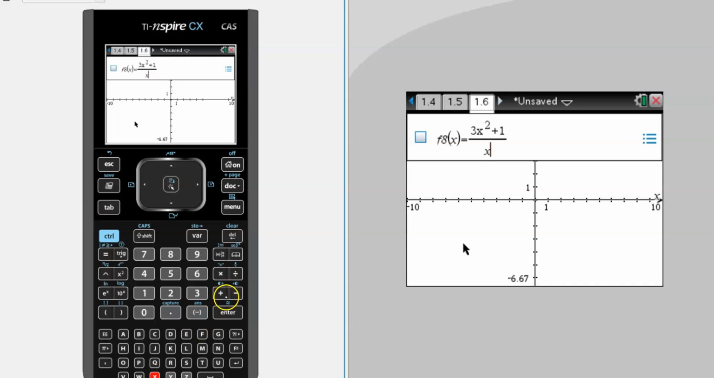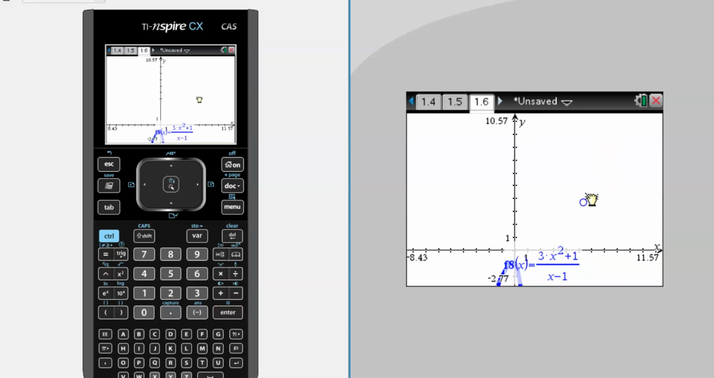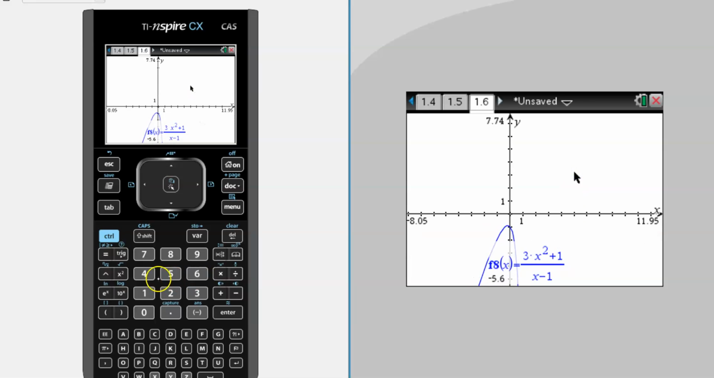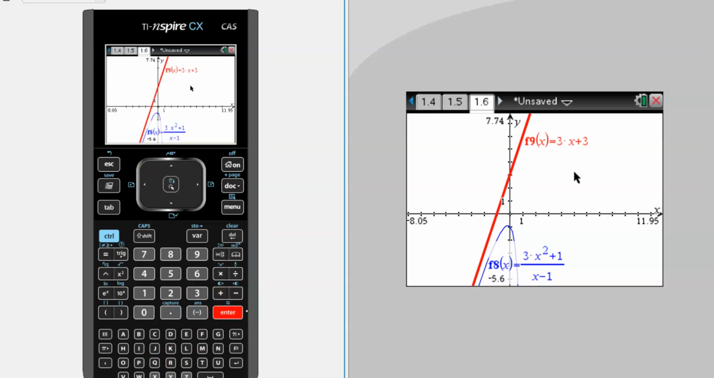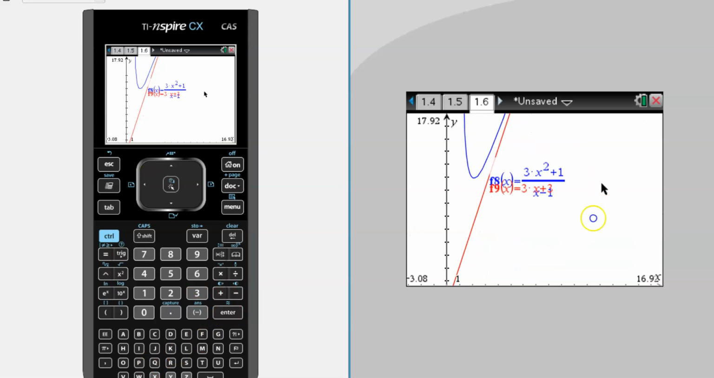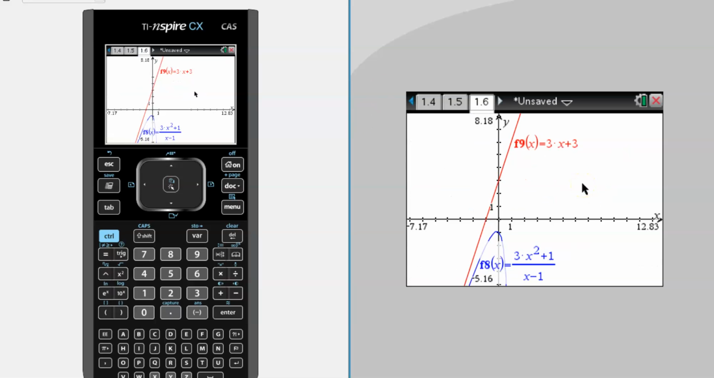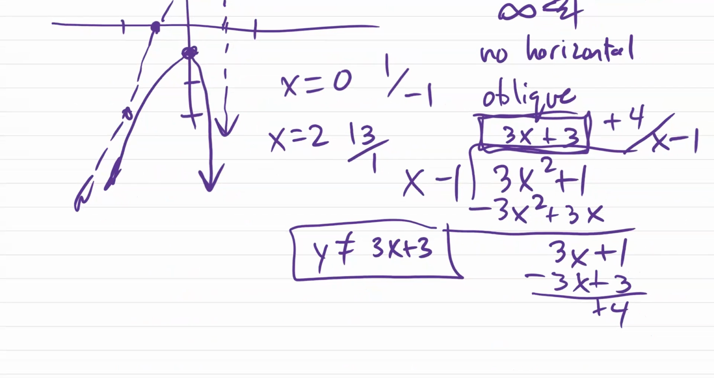Over x minus 1. We definitely saw that. This is the region we thought it would be in. This one's way up here. There's that top portion. And we said this would have an asymptote to 3x plus 3. So that is our oblique asymptote. It's not pretty, but that would be enough.